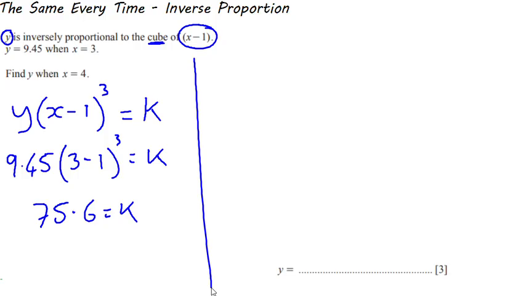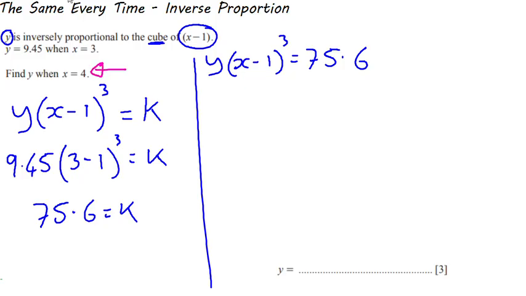Now remember this from the last video. What we have to do in the next section is write the equation again. So y times x minus 1 to the power 3 equals k, but now this time we actually know the value of k, 75.6. So I need to write my equation again, but with the actual value of k. And we're on the 3rd line, this line here.